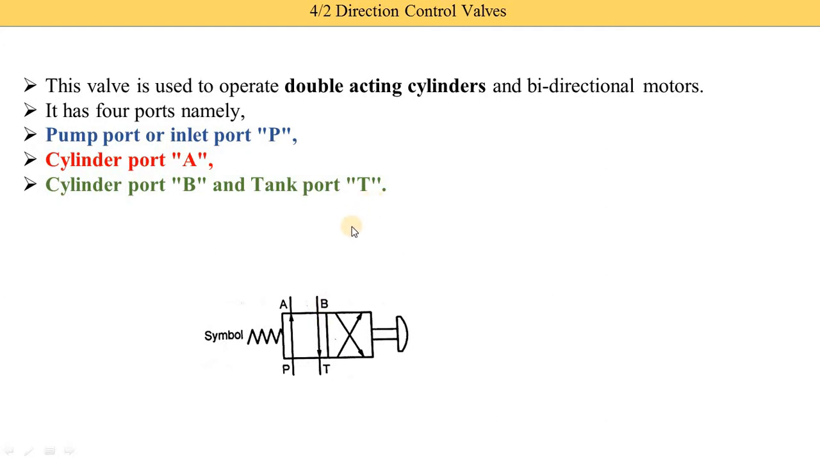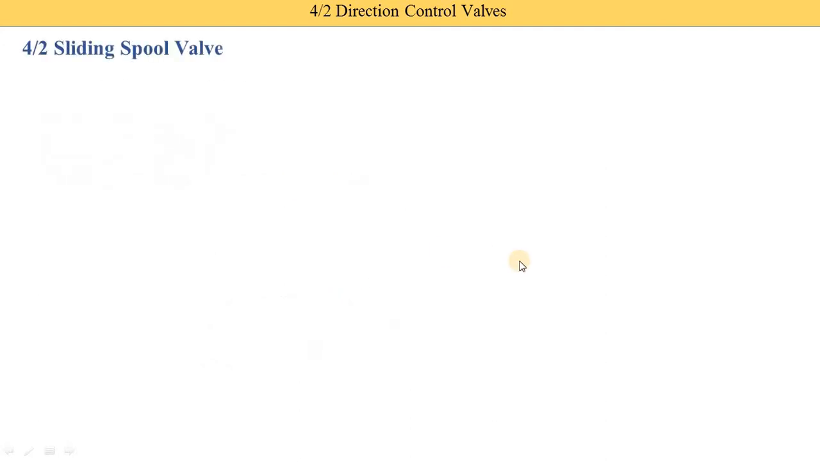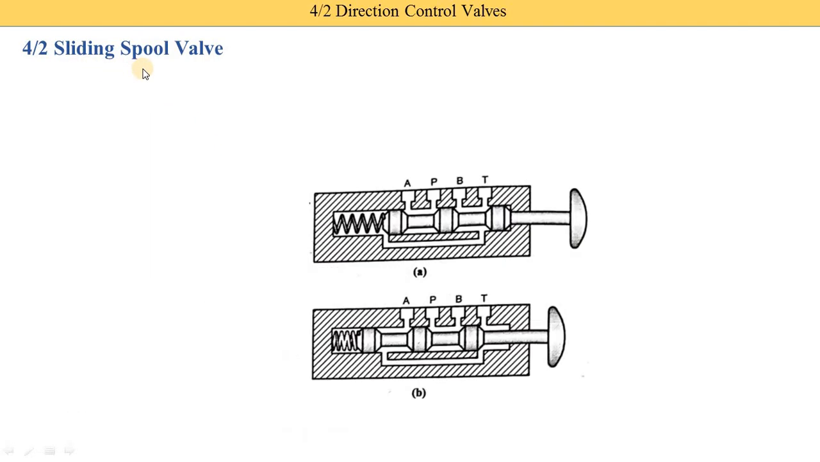It is also possible to use this 4x2 DCV with single acting cylinders. Suppose we need to use the 4x2 DCV with a single acting cylinder, then we need to block any one of the ports. By blocking any one of the ports we are able to use it for single acting cylinders.